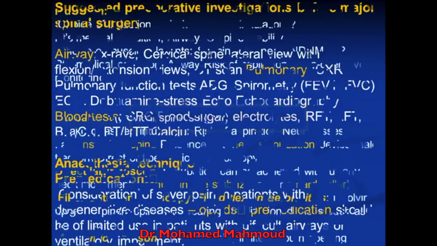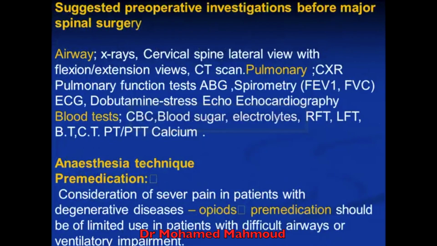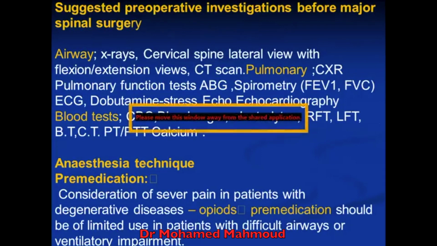Suggested preoperative investigations before spine surgery. According to the airway, we should do X-ray to the cervical spine review and inflection extension. We can do also CT chest. To pulmonary, we can do chest X-ray and pulmonary function test, blood gas, spirometry. Beside the normal blood test like liver and kidney, CBC, coagulation profile.